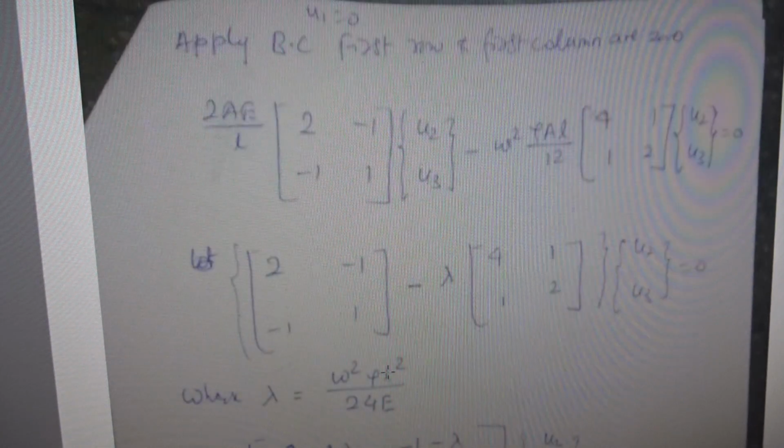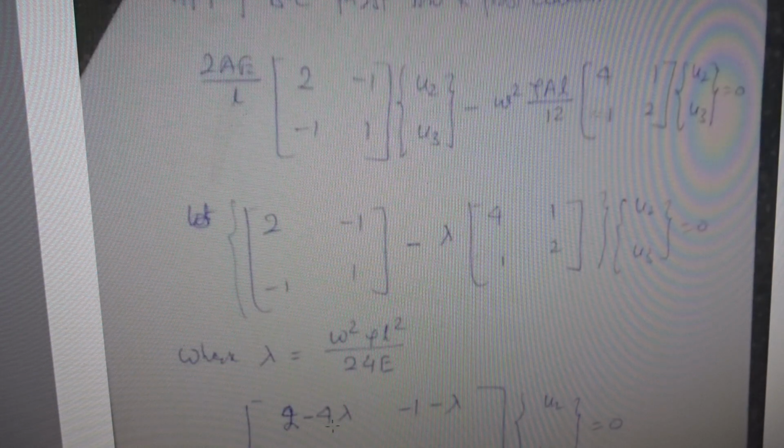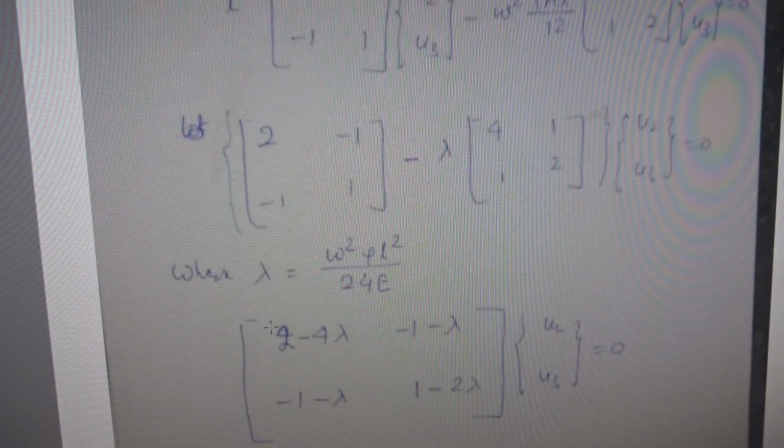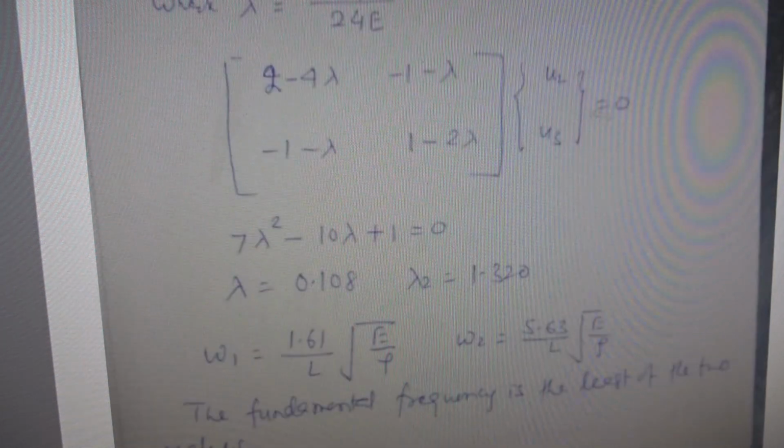Suppose lambda is equal to this, shifting to the right side, then you get lambda equal to omega square rho L square divided by 24E. When solved, the matrix with 2 minus 4 lambda and so on is not 0, so the determinant of the matrix is 0. When you solve it, you get the equation 7 lambda square minus 10 lambda plus 1 is equal to 0, and you can find lambda 1 as 0.108 and lambda 2 as 1.320.